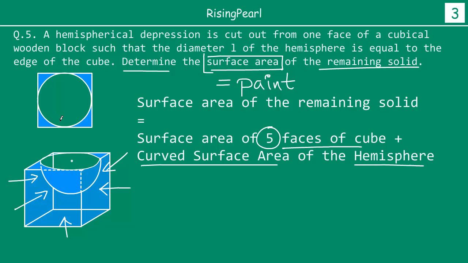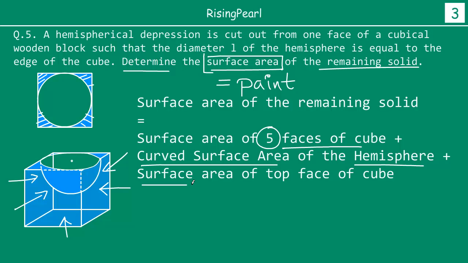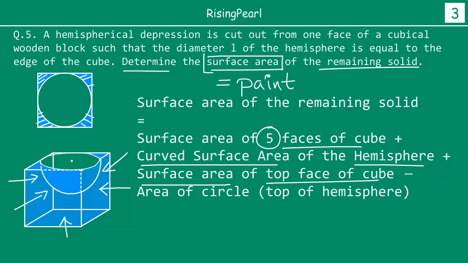Now we are left with the top part. On the top part, where do we have to apply the paint? Very clearly, this part which is highlighted in blue that I am shading right now is the only part which is left, because this part which is empty has been hollowed out, there is nothing there. So I have to apply the paint on this remaining part as shown in this shade. So plus the surface area of the top face of the cube, which is the 6th face, minus the area of the circle, top of the hemisphere. That is what we have to subtract.